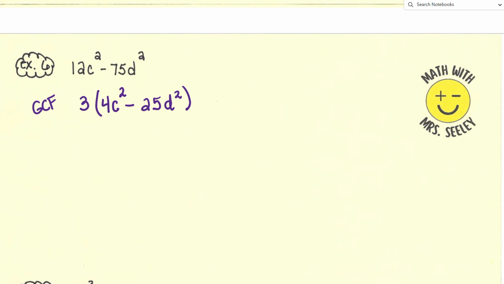Now I can see that I do have a difference of 2 squares. So do your double parentheses. And if you'd like to, pause the video, try this one on your own, and then come back and check. So hopefully you said 2c and 2c, and you said 5d and 5d. And I need a plus, and I need a minus.